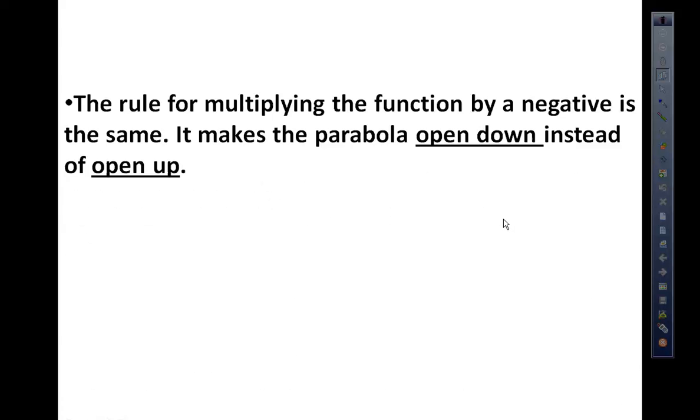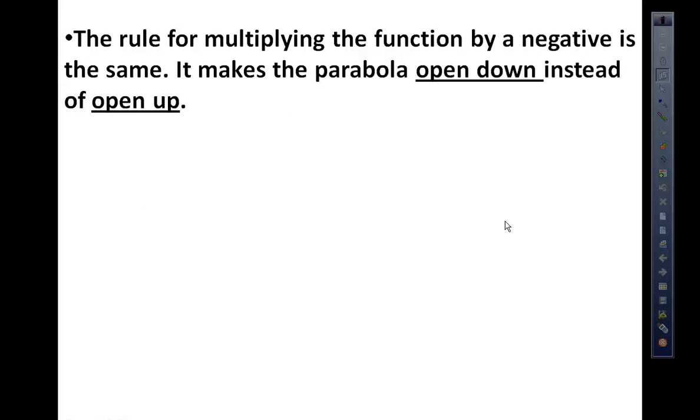So, we know that if we can find the vertex, we can graph it, but there's other things, reflection, dilation, that we also have to worry about. So let's not forget, the rule for multiplying the function by a negative is still the same. It makes the parabola open down instead of open up. We're multiplying by a negative outside, so that flips it vertically. We mentioned that flipping horizontally doesn't matter because it's a U and it looks the same either way, but we are interested in that vertical one.